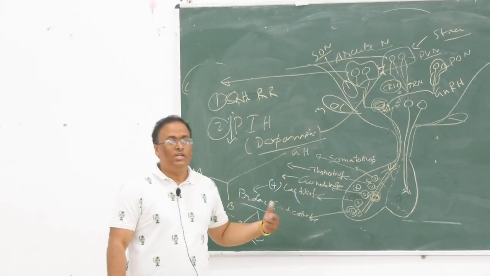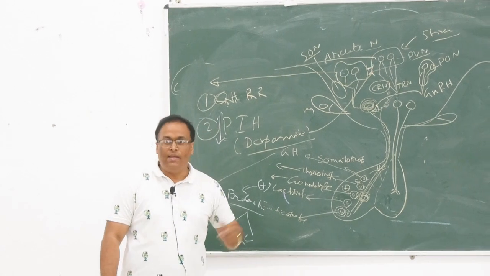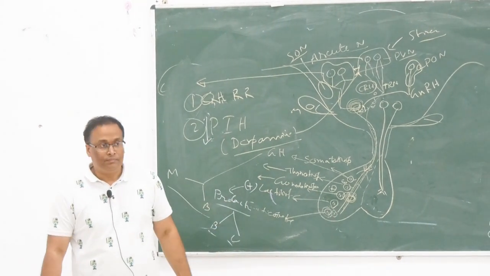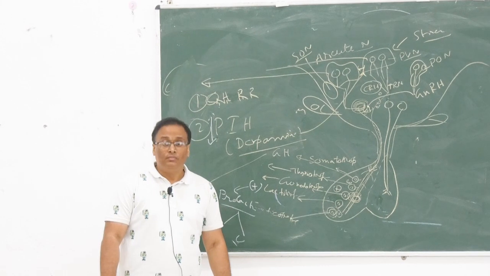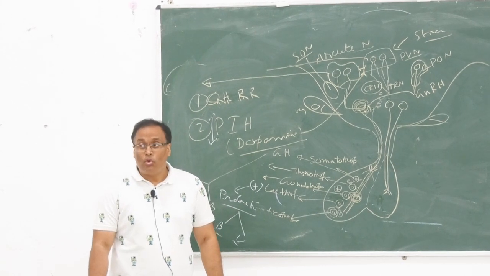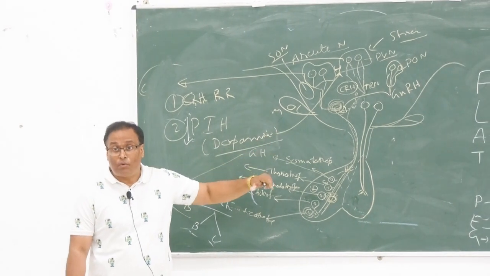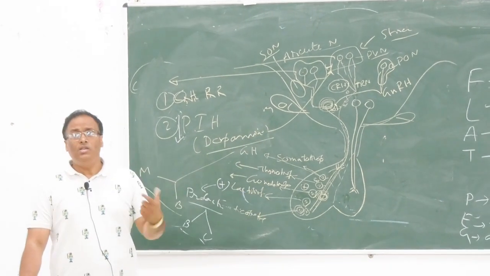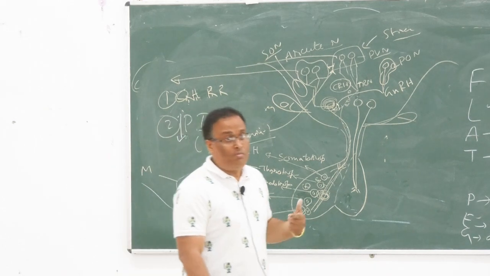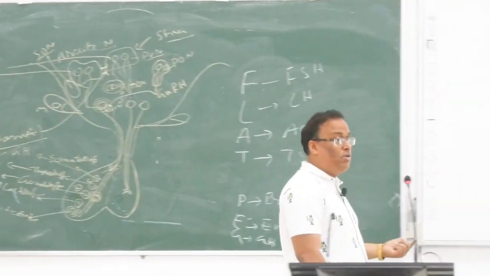The TRH and CRH are coming from the paraventricular nuclei and then come to the portal, the hypophyseal portal system, the hypothalamo-hypophyseal portal system. The releasing hormone must travel with the portal system into the anterior pituitary.